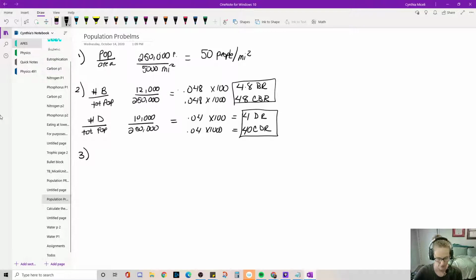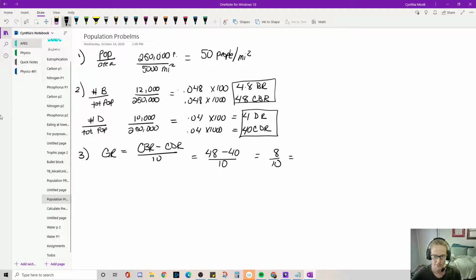Okay, and then number 3 wants to know the growth rate. So this is the reason I did the crudes, because if you take your crude birth rate subtracted from your crude death rate and divide it by 10, that's your growth rate. And so I can do 48 minus 40 divided by 10. That simplifies to 8 over 10, which simplifies to 0.8. So that's my growth rate.